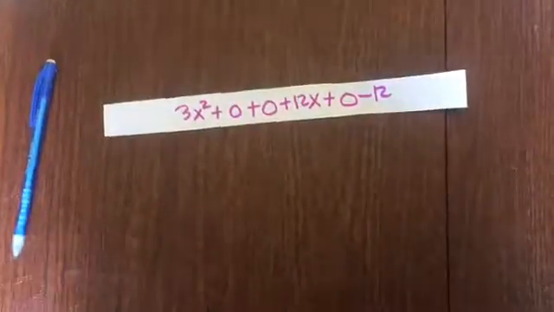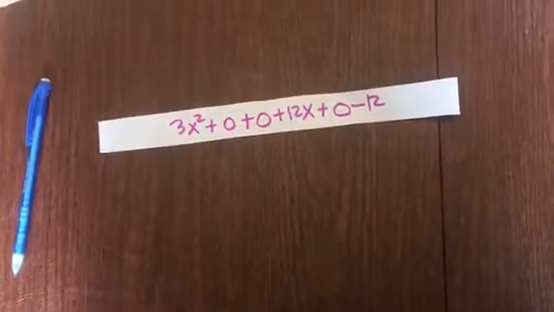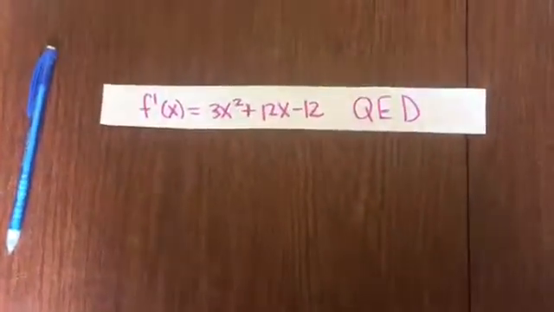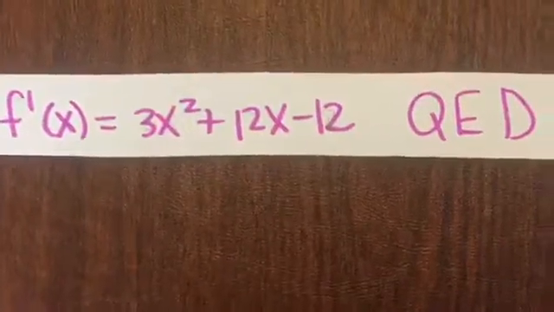3x squared plus 0 plus 0 plus 12x plus 0 minus 12. And now we just add those together, and we get our final equation, the derivative, which is f prime x equals 3x squared plus 12x minus 12, QED.